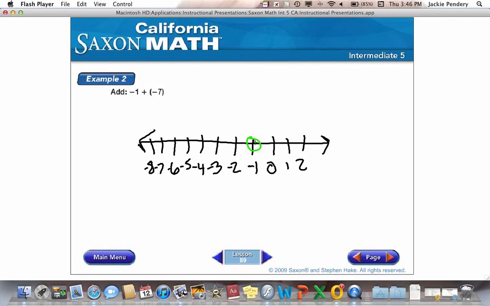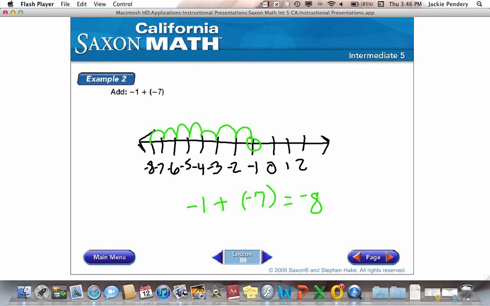Okay, plus -7. Because it's a negative, I must move to the left. So I'm moving to the left 7 times. There's 1, 2, 3, 4, 5, 6, 7, and I end on -8. So -1 plus -7 in parentheses equals -8.